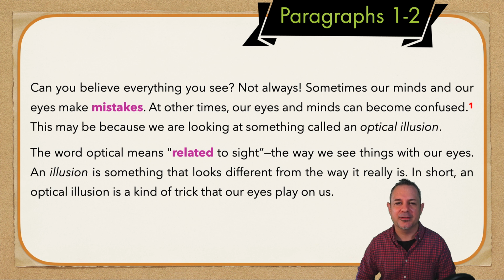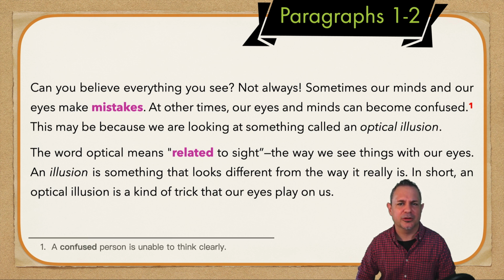Can you believe everything you see? Not always. Sometimes our minds and our eyes make mistakes. At other times, our eyes and minds can become confused. This may be because we're looking at something called an optical illusion. The word optical means related to sight, the way we see things with our eyes. An illusion is something that looks different from the way it really is. In short, an optical illusion is a kind of trick that our eyes play on us.